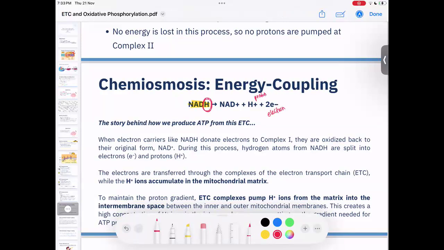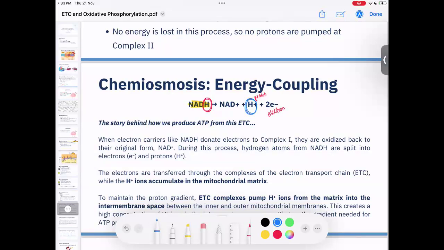The electron goes through complex 1 and then moves from one complex to the other, correct? And then eventually it leaves by going through all the complexes, coenzyme Q and cytochrome C and so on. And then it leaves complex 4 by being gained by the oxygen, which is the terminal electron acceptor. However, where does the hydrogen proton go?